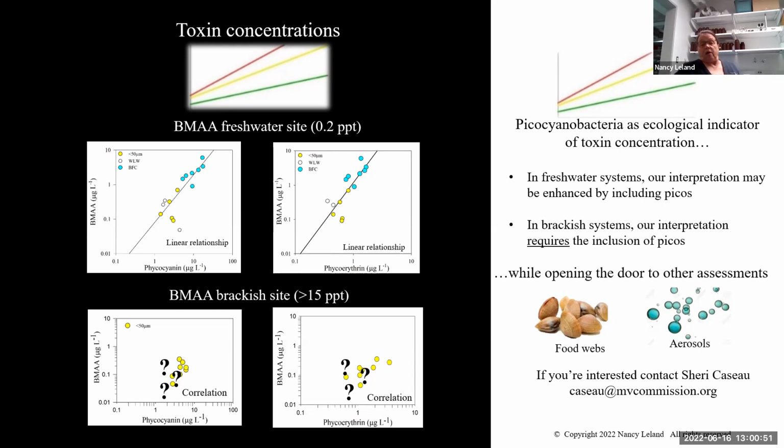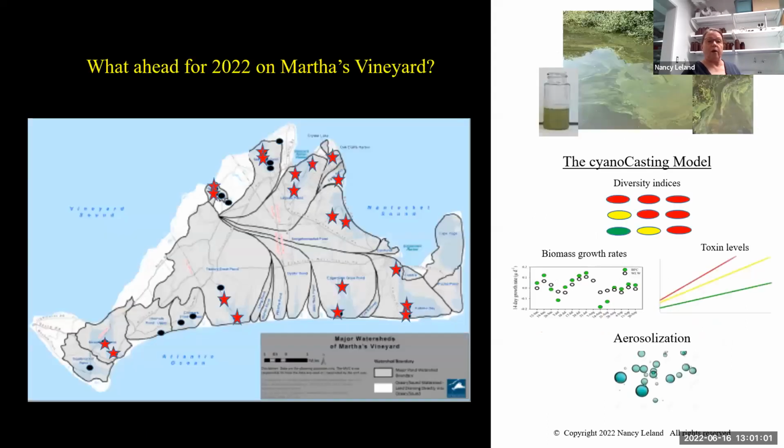And if any of you are interested in what we're doing with that this summer, I'd suggest you get in touch with Sherry, since she is the one who is heading up that program. So what's ahead for this summer, 2022, out on the Vineyard. Like I mentioned, we're going to be continuing doing the cyanocasting model and hopefully building off of what we learned in 2021 and potentially repeating some of those sites.